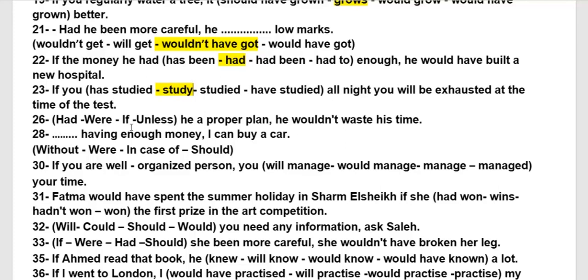Had, where, if, unless he had a proper plan, he wouldn't waste his time. You see, wouldn't waste, second conditional, past simple. Here, had he a proper plan, had he. Having enough money, I can buy a car, without having enough money, after without, preposition, gerund.